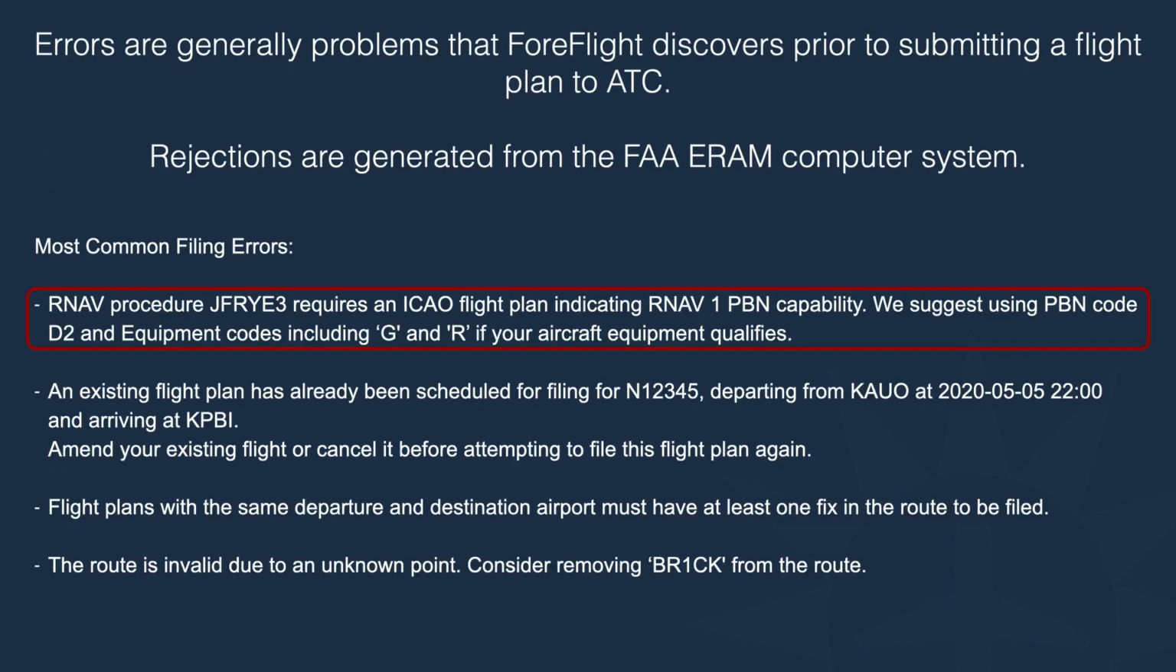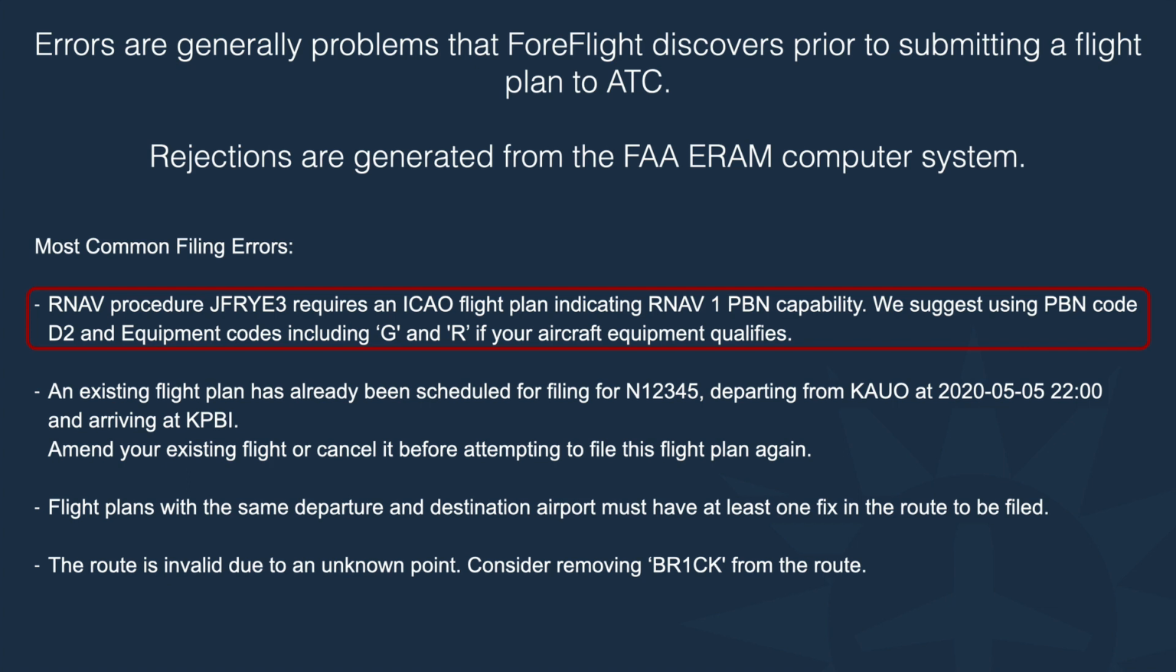Big one is the RNAV procedures. For example, RNAV procedure Jeffrey 3 requires an ICAO flight plan indicating RNAV 1 PBN capability. Well, this shouldn't be a problem for us. We entered D2. If you fail to enter D2 in the PBN codes and you're attempting to file an RNAV procedure, you will see this, whether it's a SID or a STAR. You've got to have the D2 in the PBN codes, and this is why.